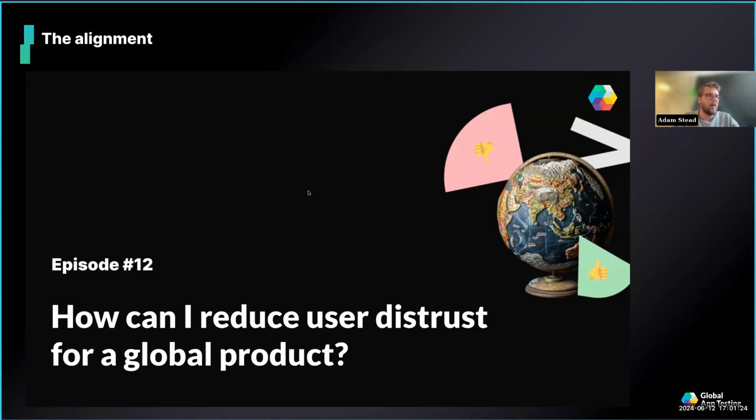Today, we're going to be talking about how you can reduce user distrust for global products and overcoming the necessary issues and challenges that come with global products around the idea of trust.